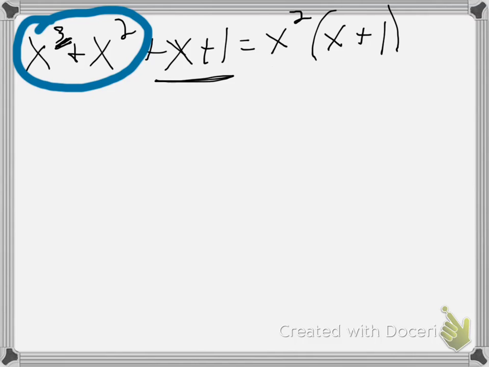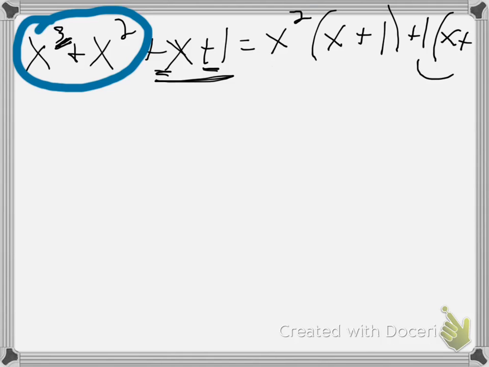You still have to factor that. Since there's no number in front of x, it will just be plus 1, and then in parentheses x plus, because it's positive still, and it's just 1 here, and then 1 times 1, as we know, is just 1.